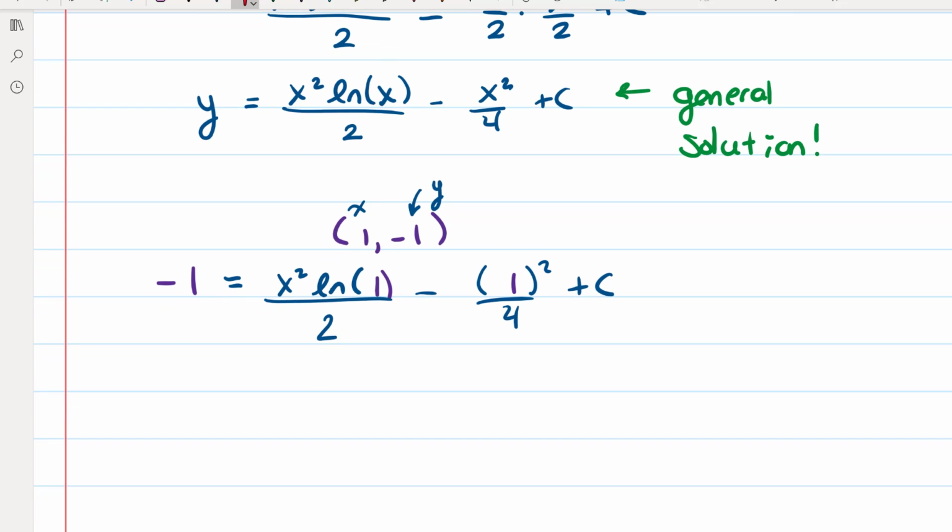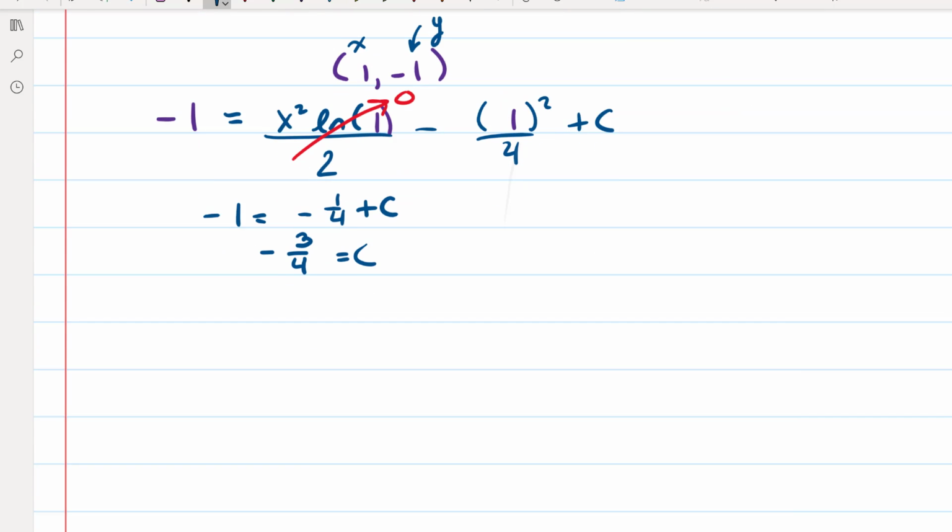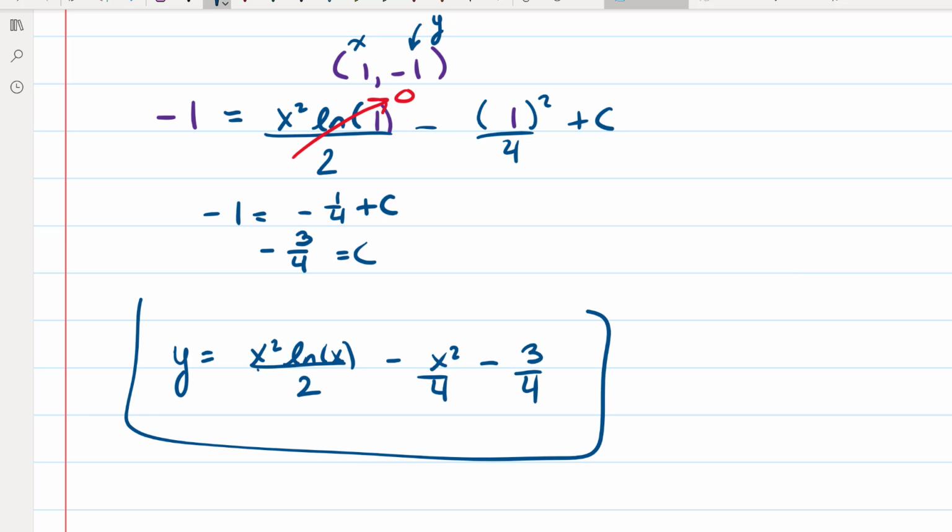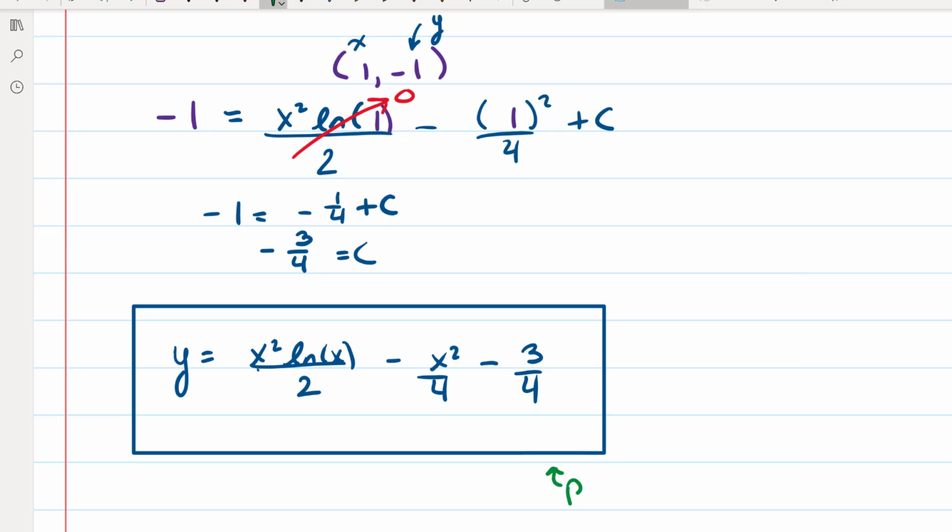Okay, now all we've got to do is solve. So we know ln of 1 is 0. That whole thing goes away. So I get -1 is equal to -1/4 plus c. I add 1/4 to both sides, and I get -3/4 for c. So very last step, all you have to do is put the c back. So you get y is equal to x squared ln of x over 2 minus x squared over 4 minus 3/4. And that's it. This is our particular solution.